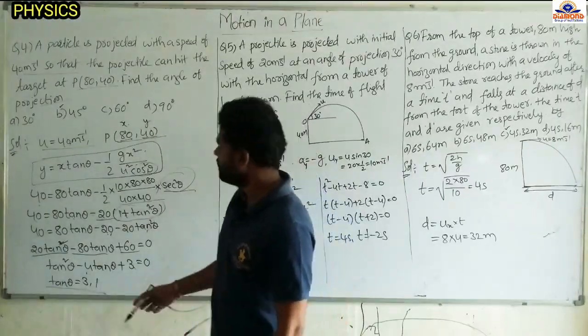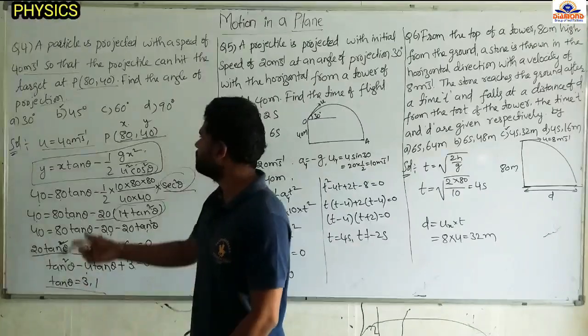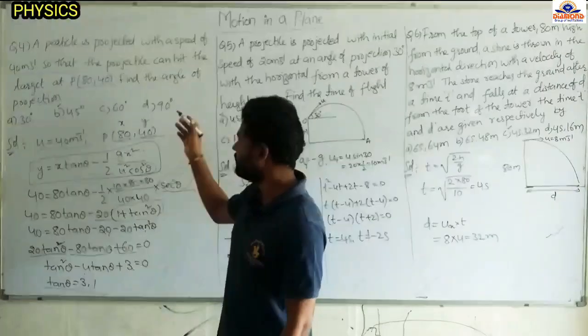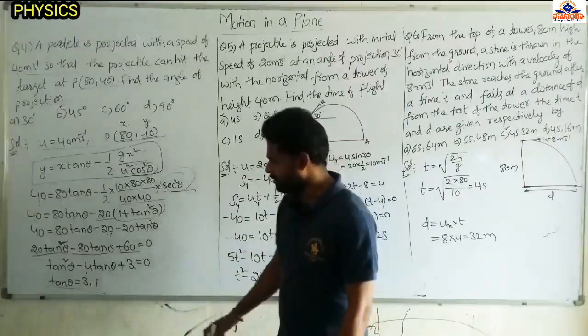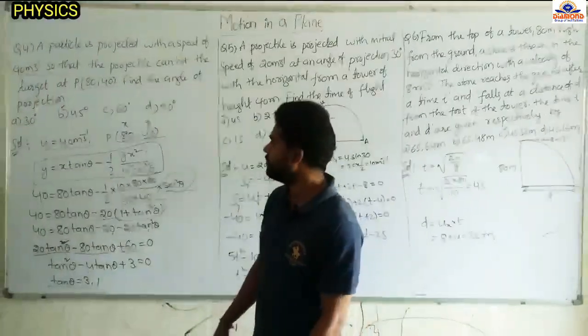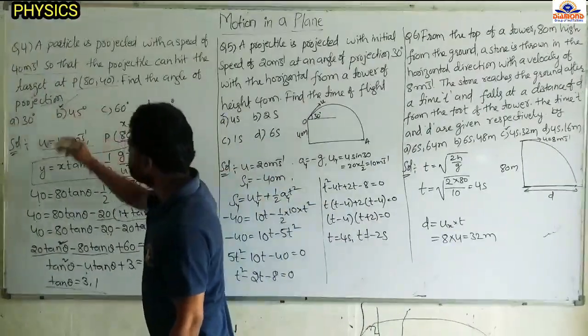So see the options. Tan theta, at which angle will we get 3? For 30 we will get 1 by root 3, for 45 it is 1, for 60 degrees root 3, for 90 degrees infinity, not defined. So tan theta equal to 3 is not in the options. Now tan theta equal to 1 means theta equal to how much? 45 degrees. So the option is there, option B is the right answer.